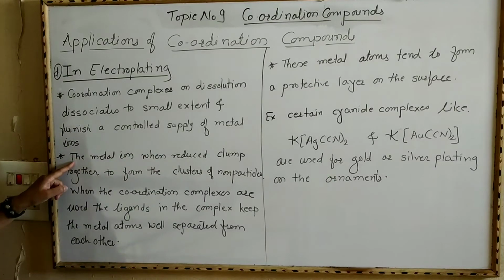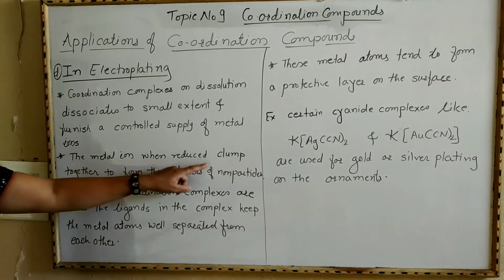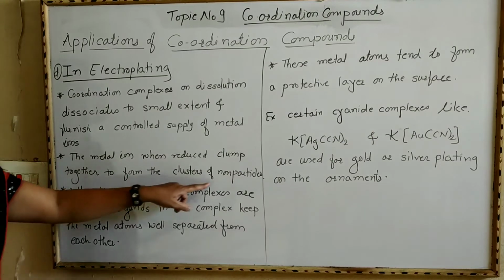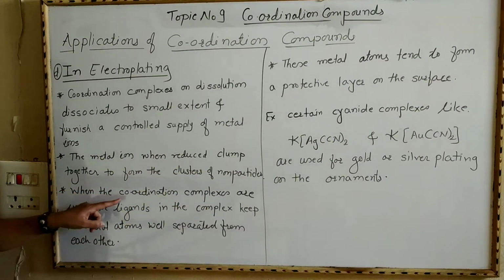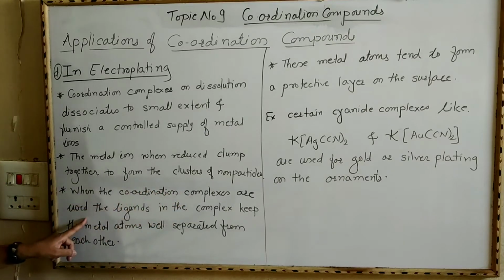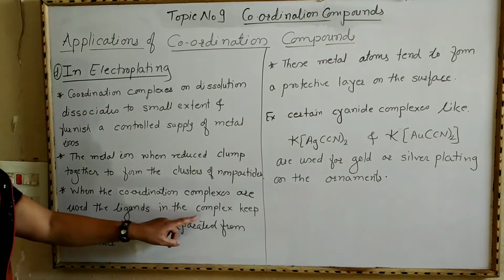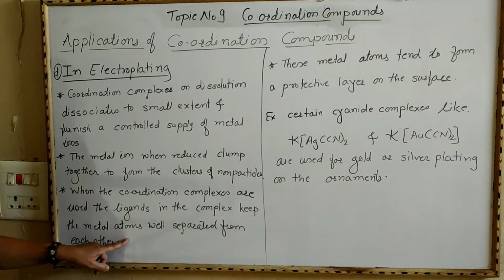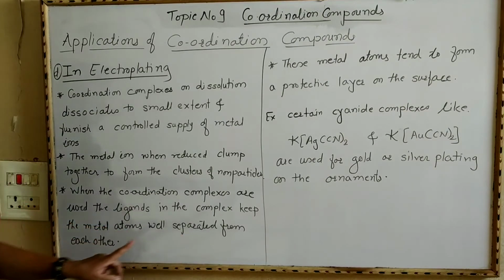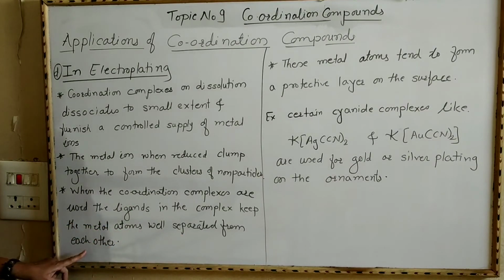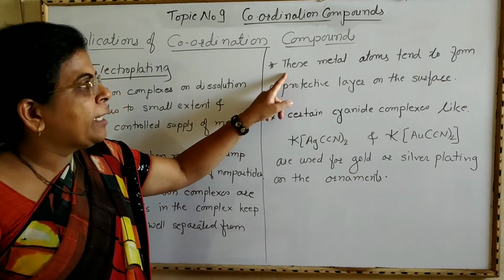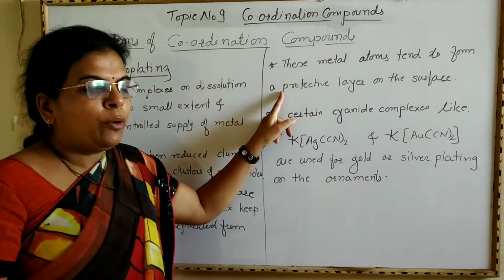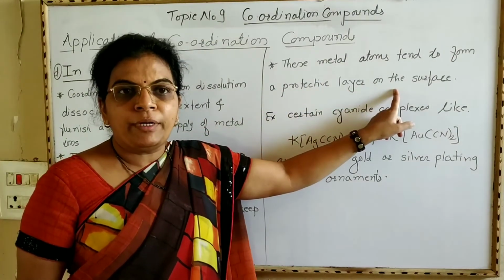Now these metal ions, when reduced, clump together to form clusters of nanoparticles. When the coordination complexes are used, the ligands in the complex keep these metal atoms well separated from each other. Therefore these metal atoms tend to form a protective layer on the surface.